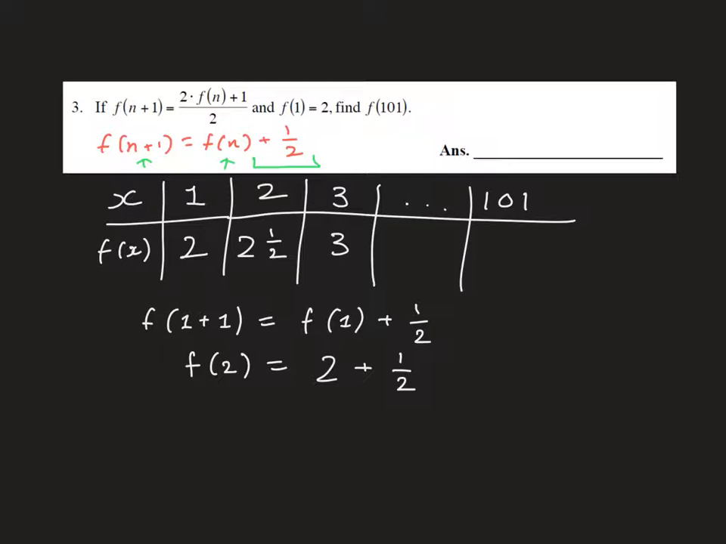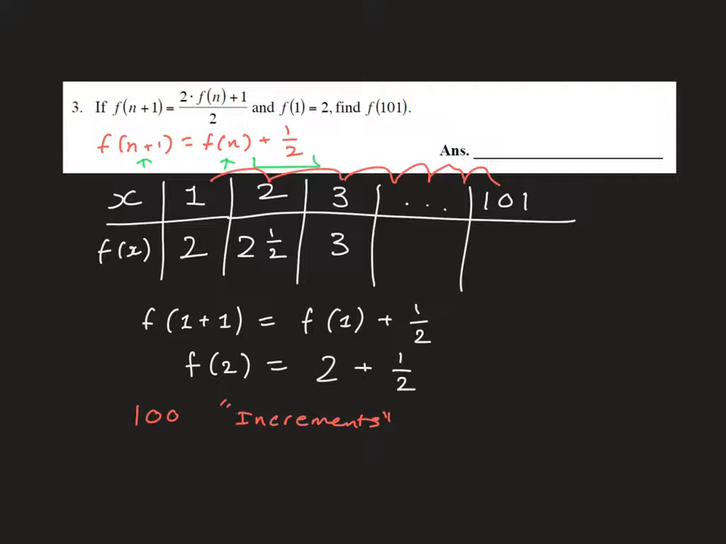So to find the function value at 101, we have to see how many jumps there are to get from 1 to 101. And there's 100 so-called increments. So you have to add 1/2 to f of x 100 times.